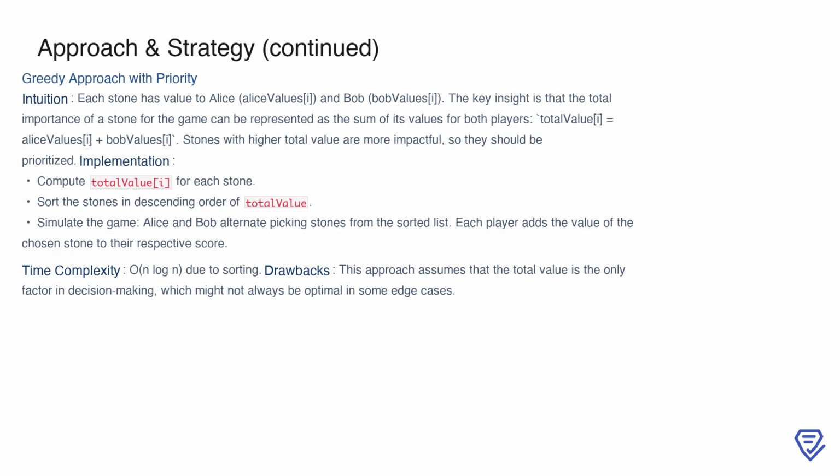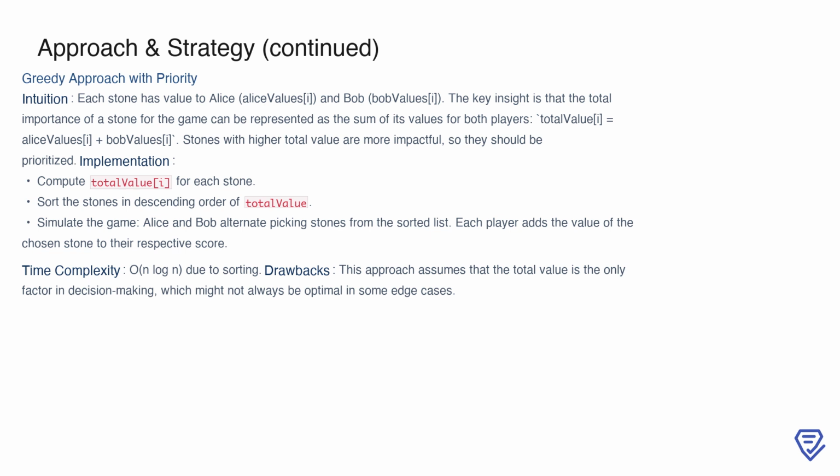To implement this, we compute the total value for each stone and then sort the stones in descending order of their total value. Once sorted, the game simulation begins by having Alice and Bob alternate turns, each picking the highest value remaining stone from the sorted list and adding its respective value to their score.